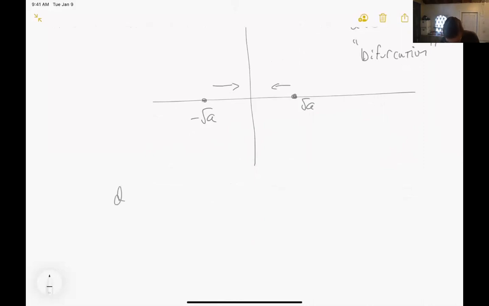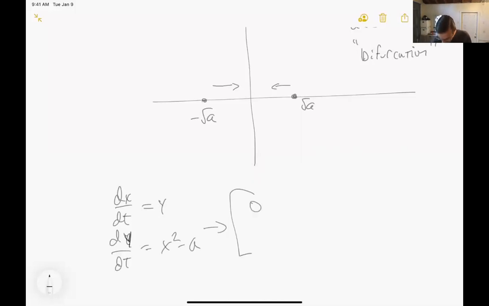So again, the system is dx/dt equals y, dy/dt equals x squared minus a. And we've got to compute the Jacobian. So we need the derivative of the first function with respect to x, the first function with respect to y, the second function with respect to x, and the second function with respect to y.